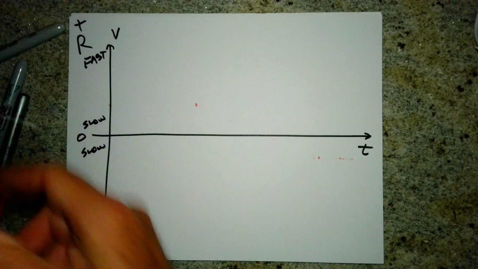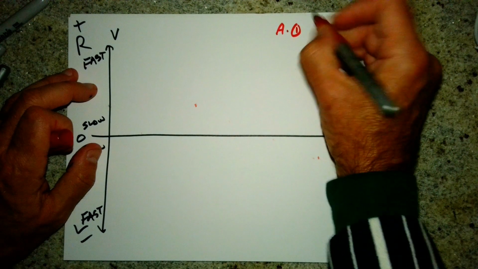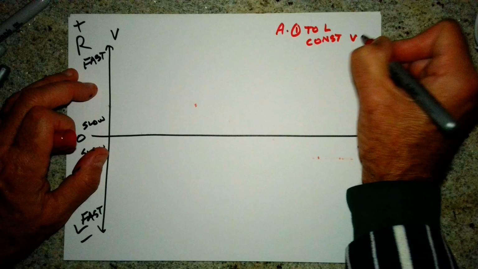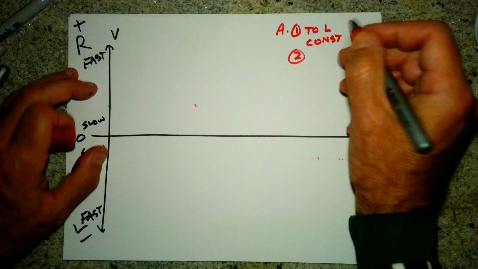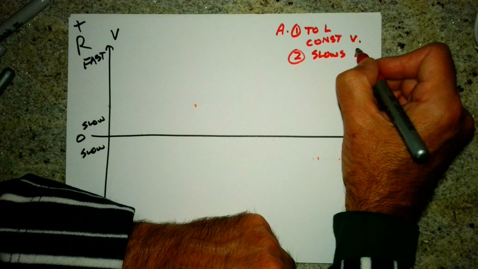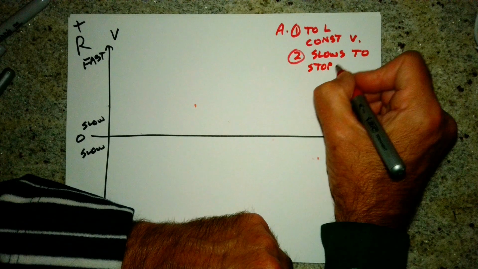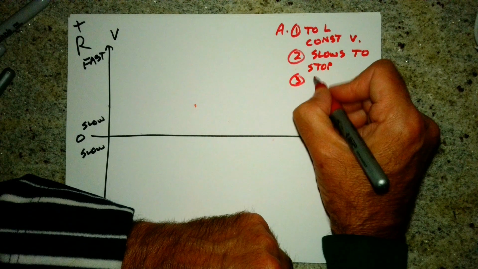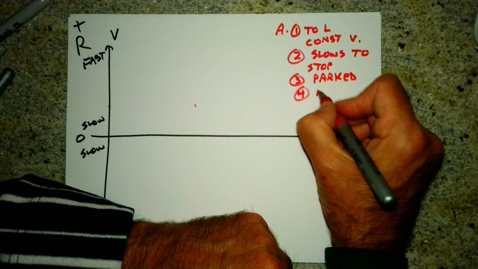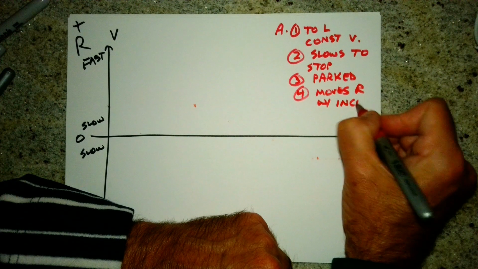Okay, car A. 1, starts out moving to the left, constant speed. Then 2, slows to a stop. 3, stays parked for a while. And 4, moves to the right with increasing speed.